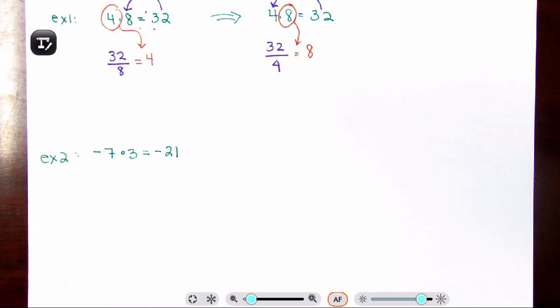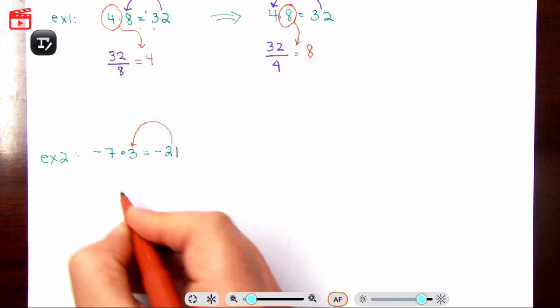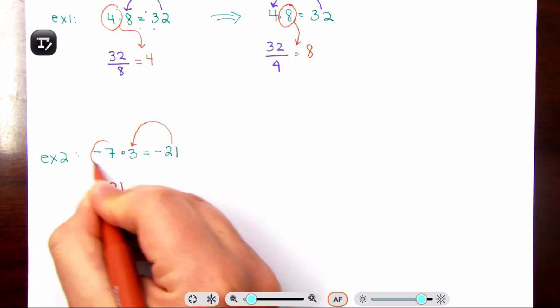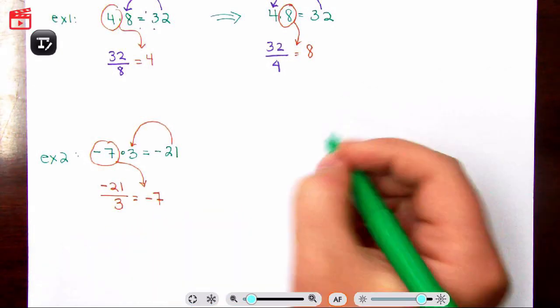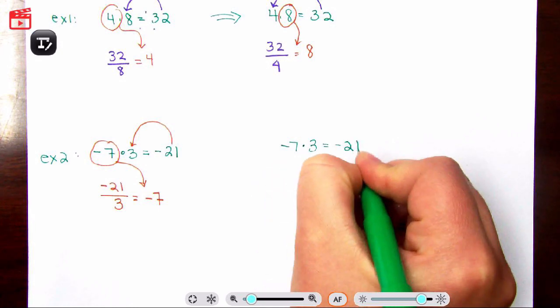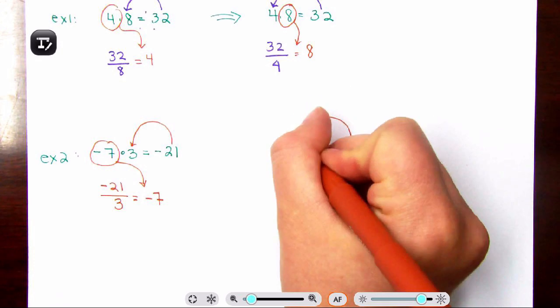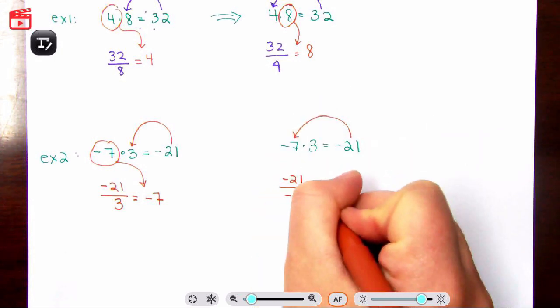How do we rewrite that into division? I'm going to choose one of the numbers. Doesn't matter which one. I'm going to say negative 21 divided by 3. And the remaining number is my answer, negative 7. Let's do that the other way. I'm going to rewrite that question. So I'm going to say negative 21 divided by negative 7. Negative 21 divided by negative 7 is 3.